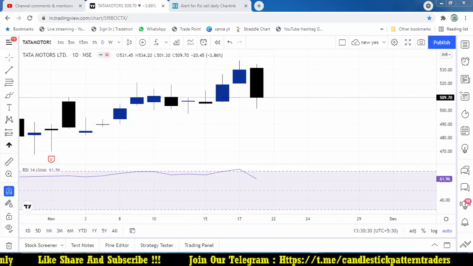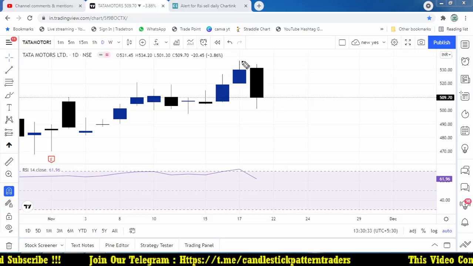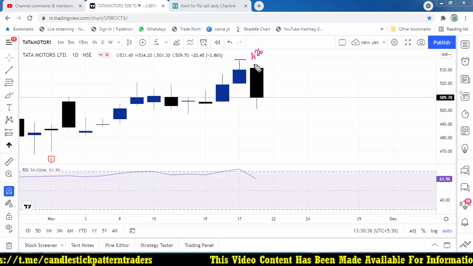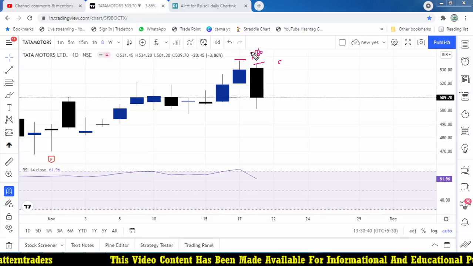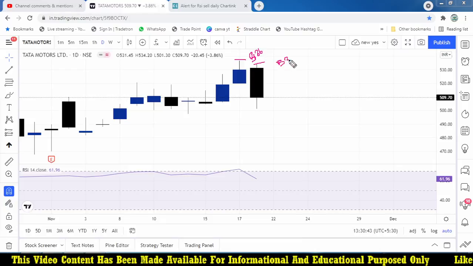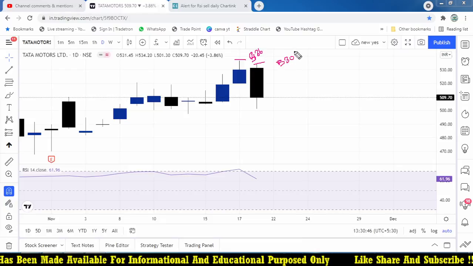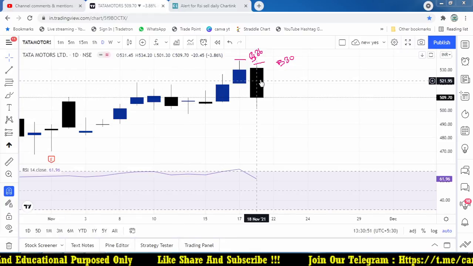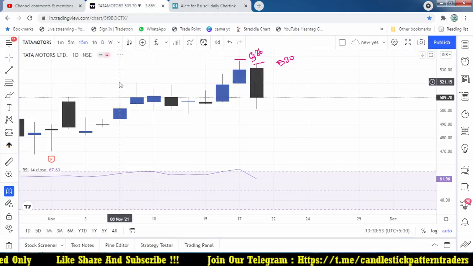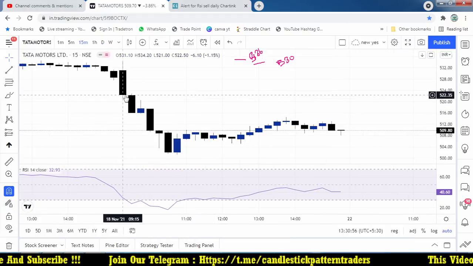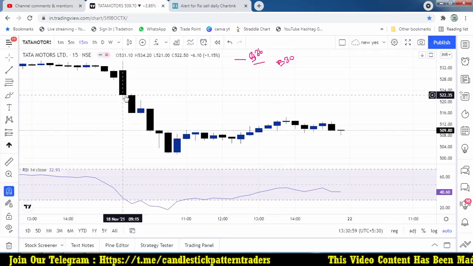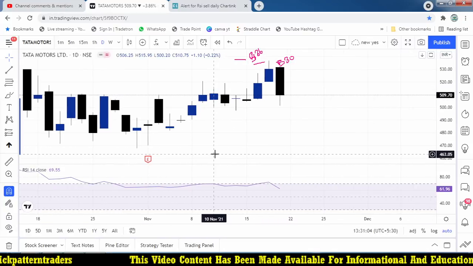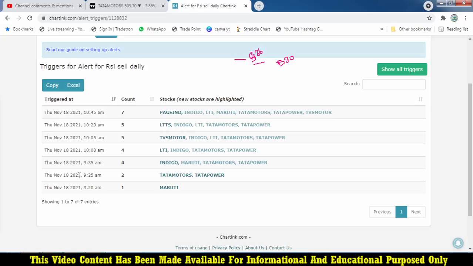So in this scenario, the previous day high is around 536, and today's high is 530. So if I place a trade in that particular stock, Tata Motors, what is the exact price at 9:15? Let's try with that in the 15-minute chart. The 9:15 price is 522. Okay, so the market was trading at 522 at 9:15, right? Because we got the alert by 9:25.